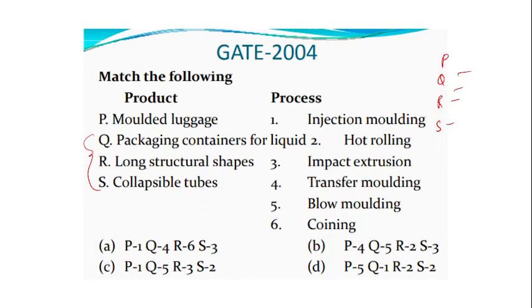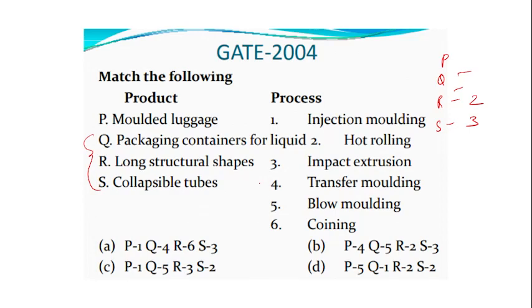So let's go with the very easy one. Long structural shapes are made by hot rolling, that we know. That is the easiest one here. Firstly, we'll go with R, that is 2. Then the collapsible tubes that I have told you will be made by impact extrusion, that we have studied, right? That is also easy. So for this question, if you get two options correct, you can write the answer.